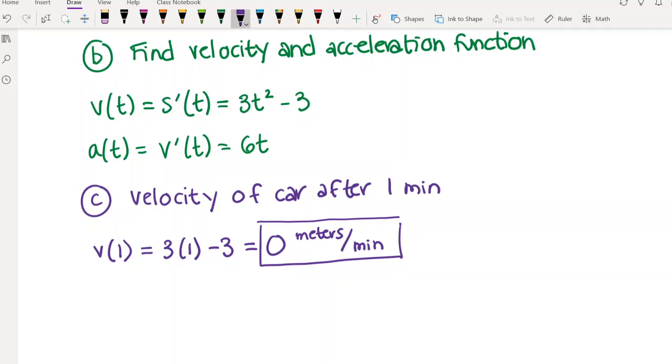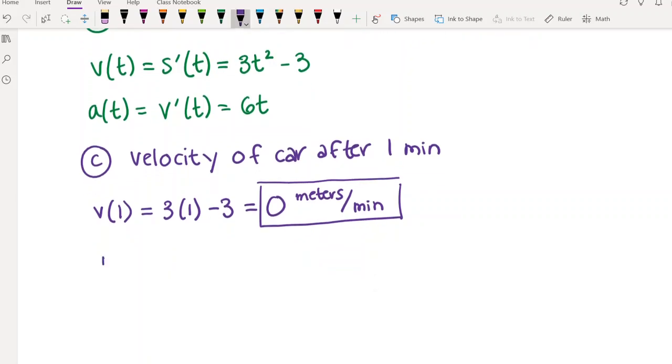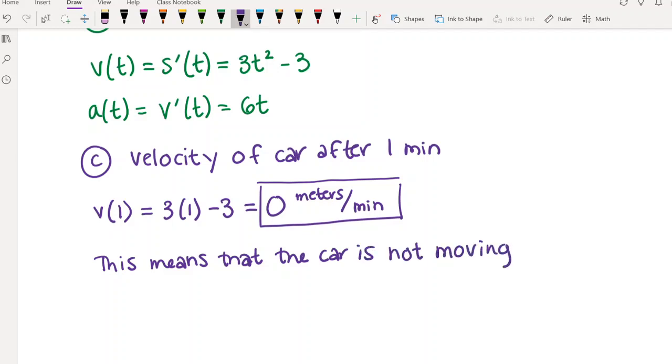So what does this mean in the context of the problem? Well, it means that the car is momentarily not moving forward or backward. So this means that the car is not moving forward or backward at t is equal to 1 minute.